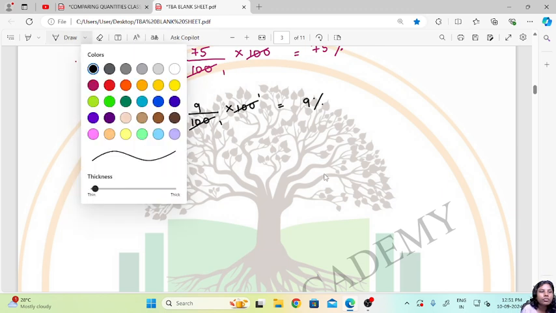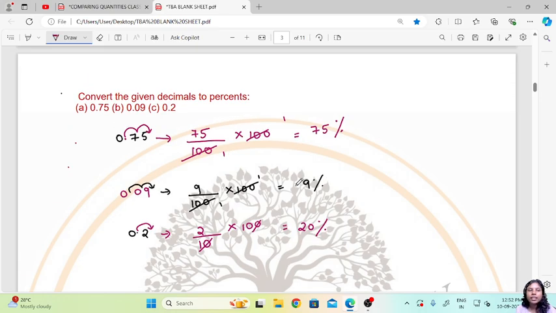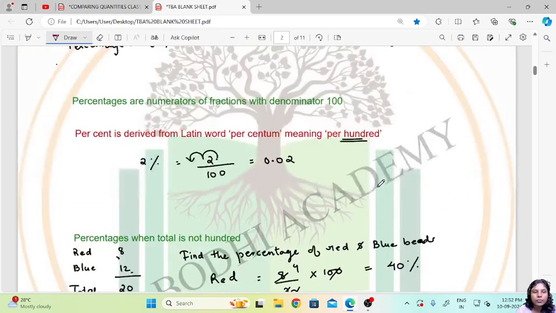Last, let's look at 0.2. Here again the first step is to shift the decimal and add the number in the denominator. So here we are shifting only once. So if we are shifting only once, we will add only one 0, so this will be 10, into 100. So this and this will get cancelled. So this will be 20%. So in this way any given decimal numbers also can be converted to percents.